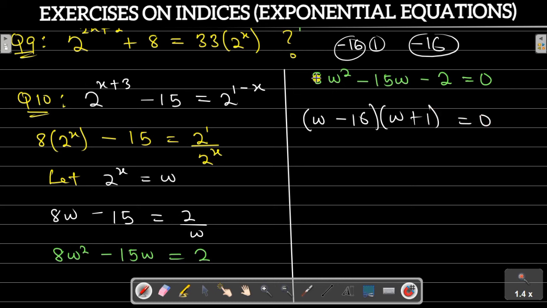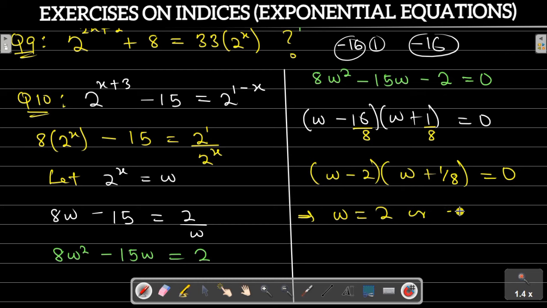But recall that the coefficient of w squared here is 8, so I will use it to divide the constants here. Let's take it gradually. So this is going to be w minus 16 over 8, which is 2, into w plus 1 over 8. Of course, that one cannot divide, equal to 0. So that means our w is equal to 2 or minus 1 over 8.